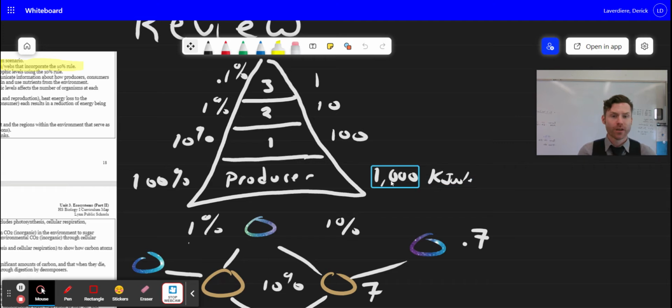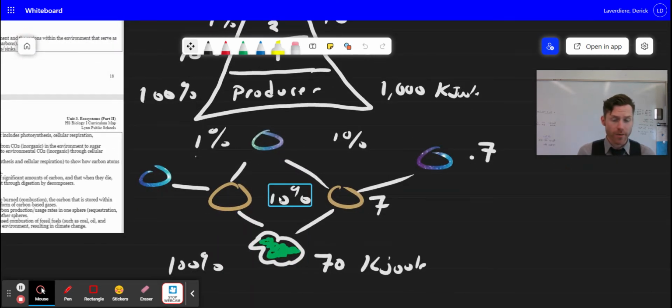Putting it in number form, if I start with 1,000 kilojoules of energy at the producer level, the primary consumers only get 100 kilojoules, the secondary consumers will only get 10 kilojoules, and then the tertiary consumers will only get 1 kilojoule out of that original 1,000. Right? So most of it is lost. 999 kilojoules were lost through transfer. All right.